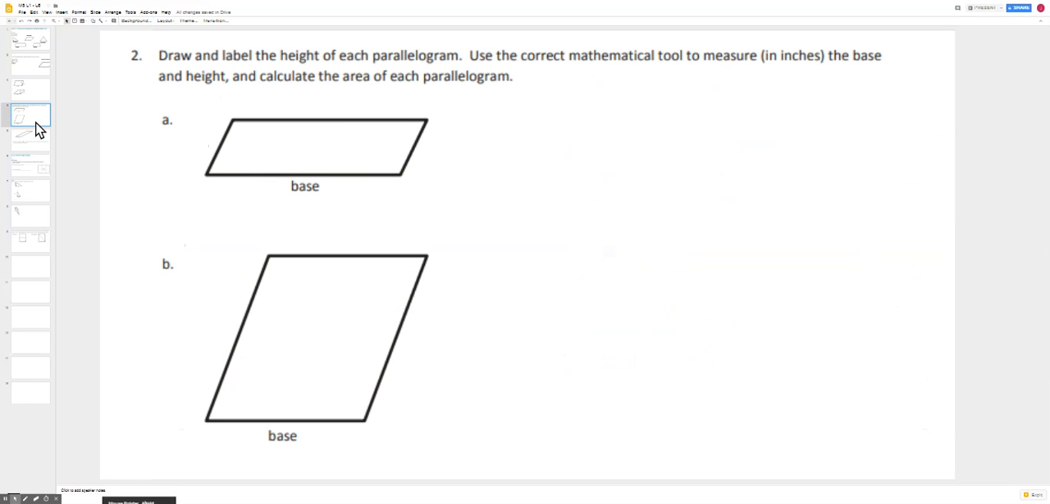All right, as we move on to the next section, section 2 or part 2, it simply says draw and label the height of each parallelogram.